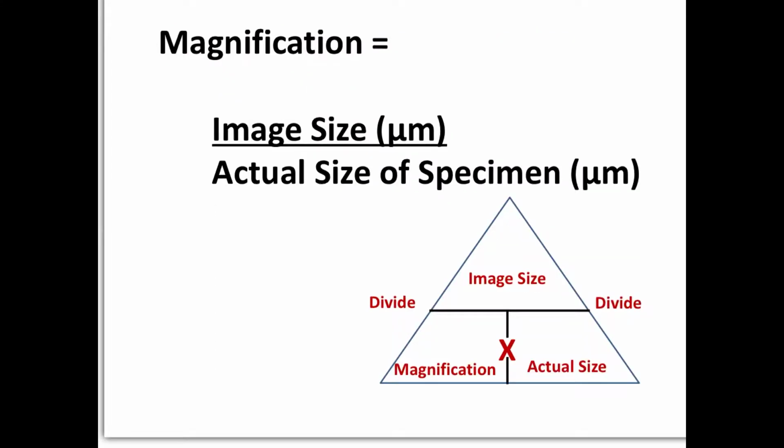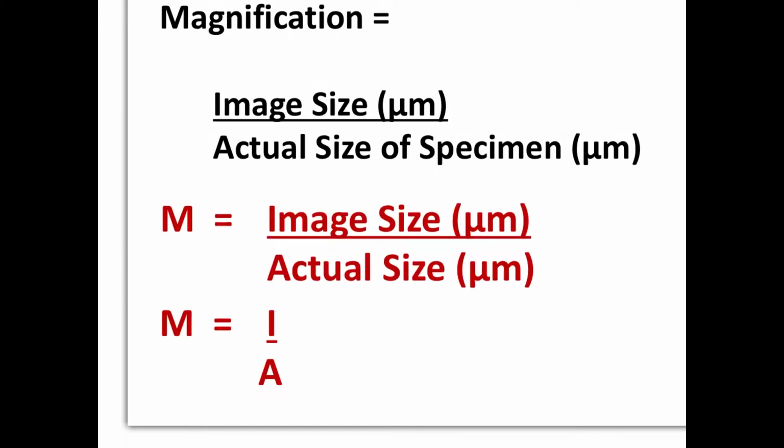Now, I'm going to introduce the formula: magnification is equal to image size divided by actual size of specimen. And these two need to be in the same units. There are other mechanisms by which you can do this work, but I'd simply like you to remember the formula. Magnification is equal to image size over actual size. To help you remember this formula, we'll boil it down to M is equal to I over A, the MIA formula.